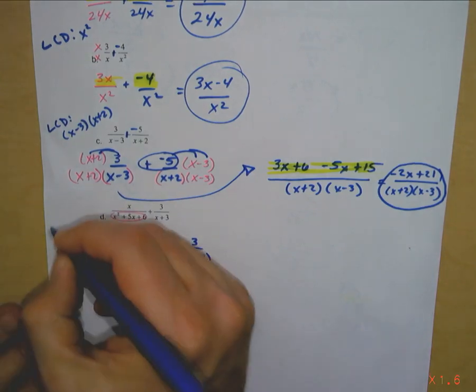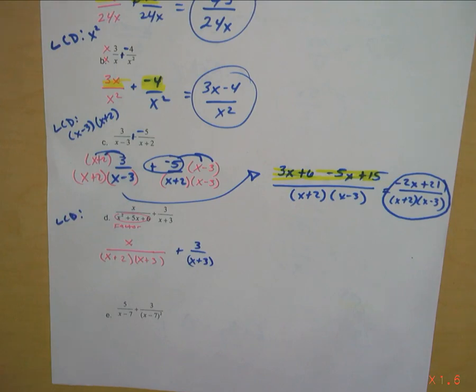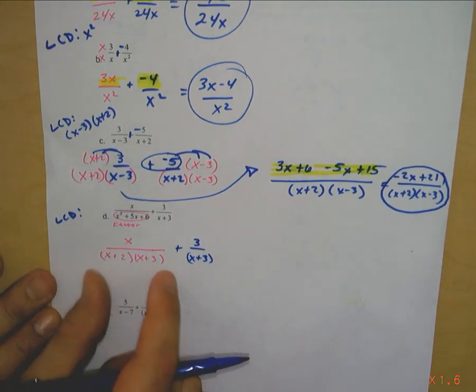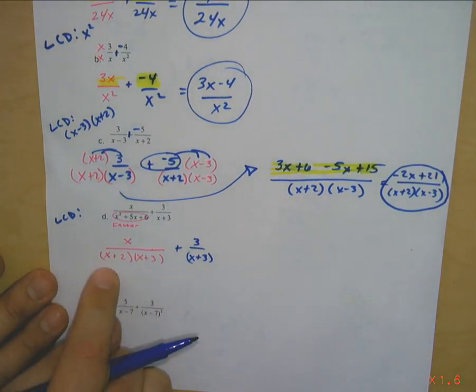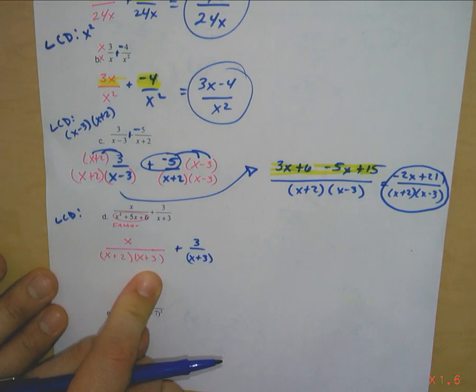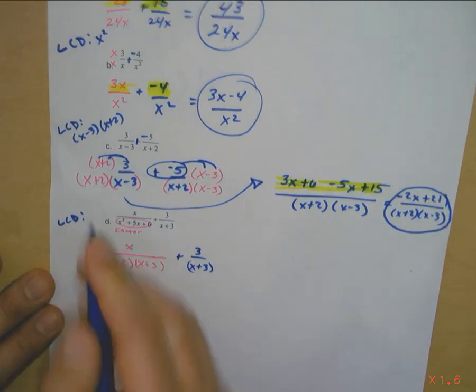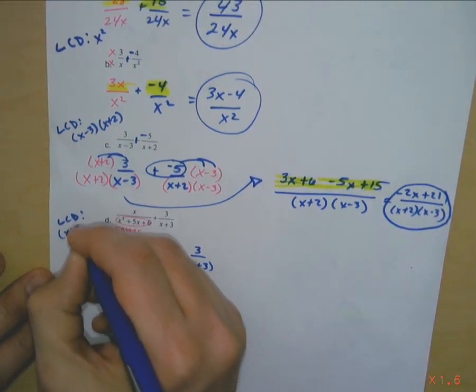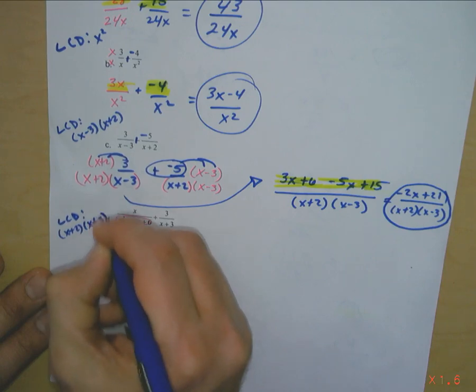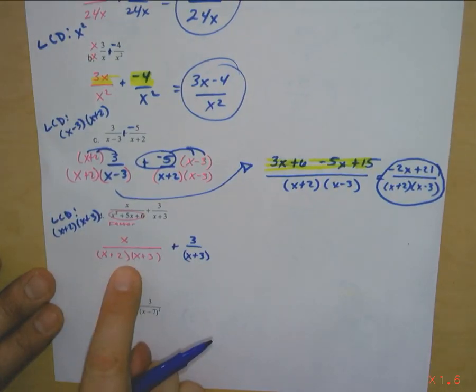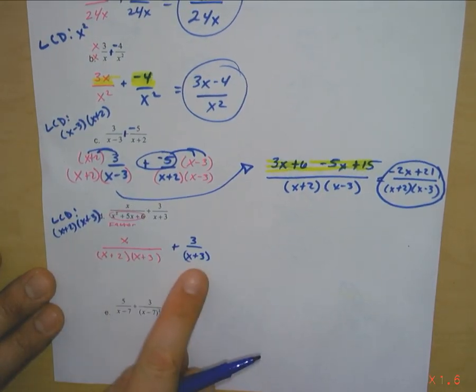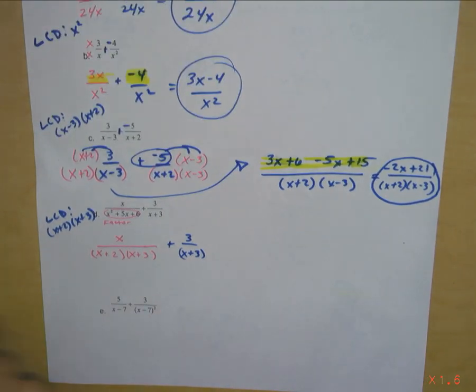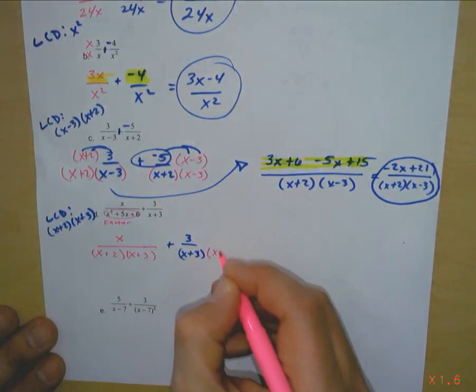All right, I like to write the LCD when I'm doing this. Remember, the LCD has to be at least the biggest one. In my case, the biggest one is this one right here. It's got to have an x plus 2 and an x plus 3. So this one has to have at least an x plus 2 and an x plus 3. So that one's good. This one is missing what? X plus 2.